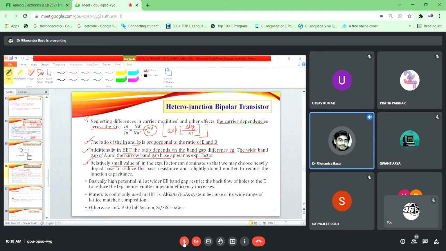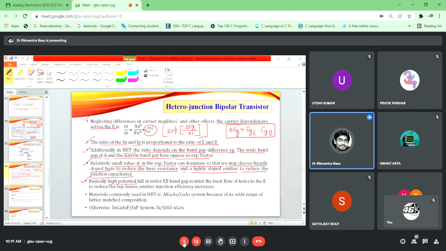So a relatively small value in the exponential factor can dominate, so that we may choose a heavily doped base to reduce the base resistance and a lightly doped emitter to reduce the junction capacitance. Delta EG is what? The difference between the emitter and base, or vice versa, depending on which side you want to take the higher band gap and lower band gap material. Now, even if you choose a lightly doped emitter and heavily doped base, you can reduce the resistances, but that will merely affect it compared to the exponential factor.